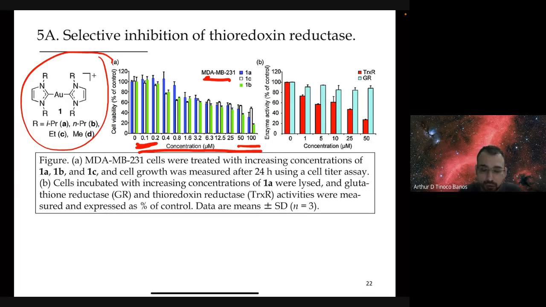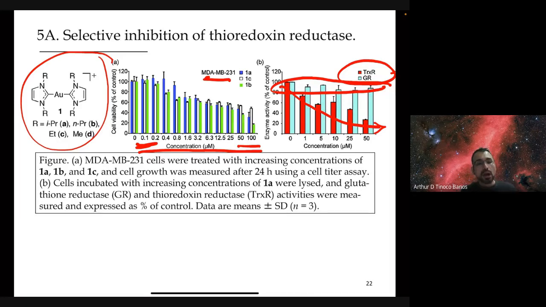But then over here, we're looking at the impact of the gold compound on 2 proteins, the thioredoxin reductase, and then this other protein, glutathione reductase. All right, so what do we see here? Well, we see that there is a concentration-dependent inhibition of the thioredoxin reductase, but the glutathione reductase is not being inhibited by this compound.